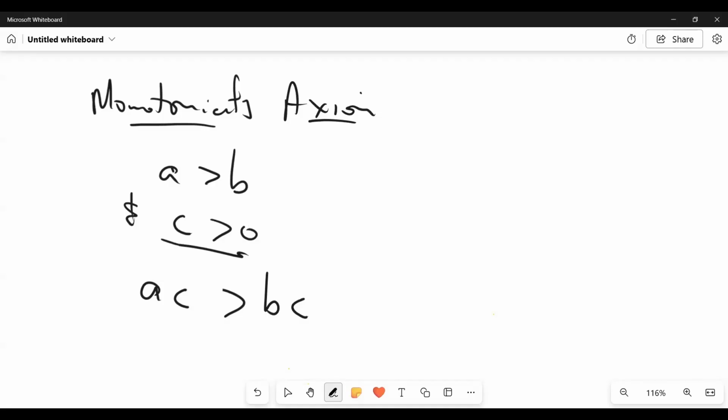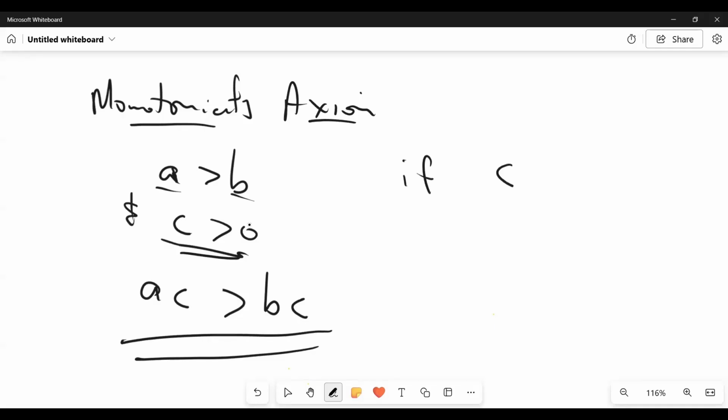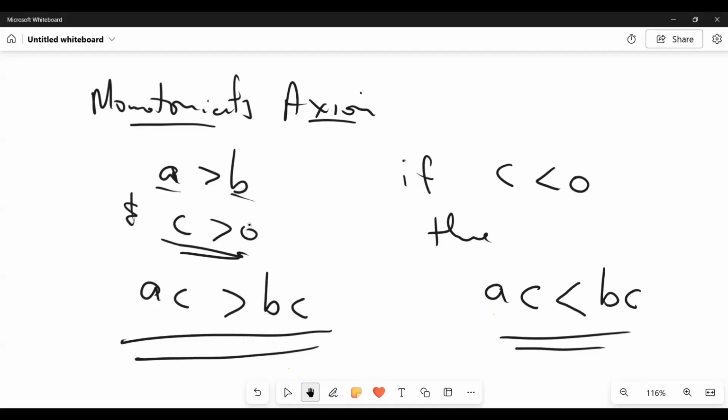So they're saying that you have two numbers, and the relationship between these two numbers is one is greater than the other. If you were to multiply them throughout by a positive number, it maintains the order. However, if C is less than 0, then AC is no longer greater. It will cause a reversal. And you can check this, please check this. Take two numbers. Let me take some numbers.